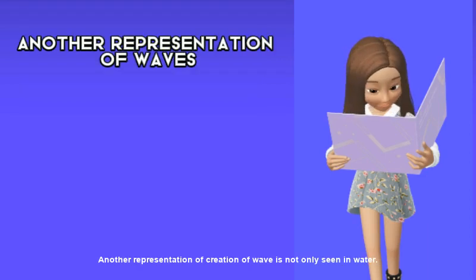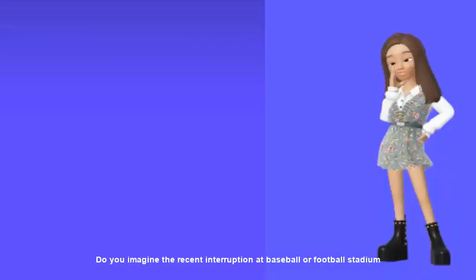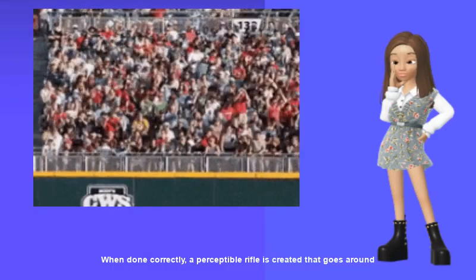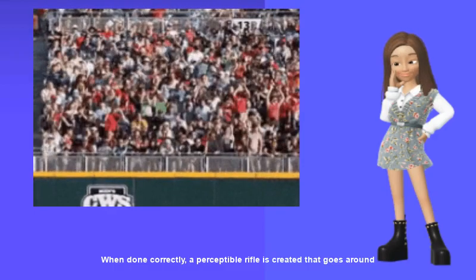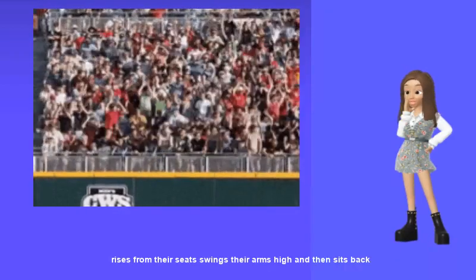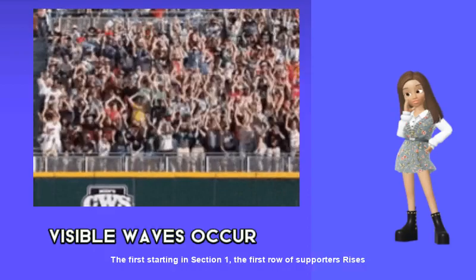Another representation of the creation of a wave is not only seen in water; sometimes you and your friends can do it. Do you remember a recent interaction at a baseball or football stadium where the crowd was excitedly doing the wave? When done correctly, a perceptible ripple is created that goes around the circular stadium or back and forth across a section of bleachers. When a group of ecstatic supporters rises from their seats, swings their arms high, and then sits back down, a visible wave occurs.